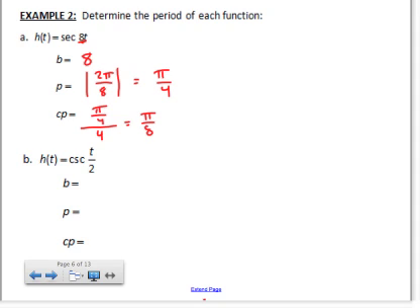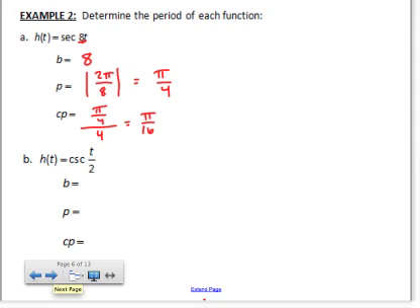Can you imagine if we were to graph this, how crazy the x-axis, or the horizontal axis, would be? And remember, we're graphing secant, so we're actually not graphing cosine. We just use cosine as our guide. All right, let's look at the next one.